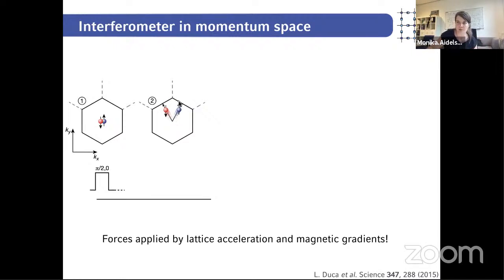And now this shows the hexagon in quasi-momentum space. So that's the first Brillouin zone of the lattice. So here at the corners, again, we have the K and K prime point.